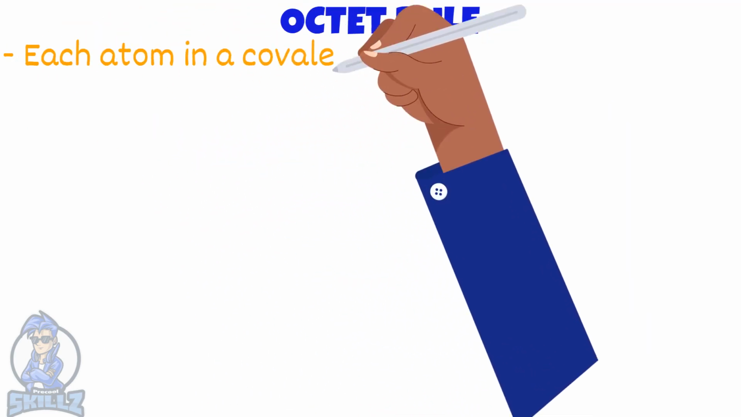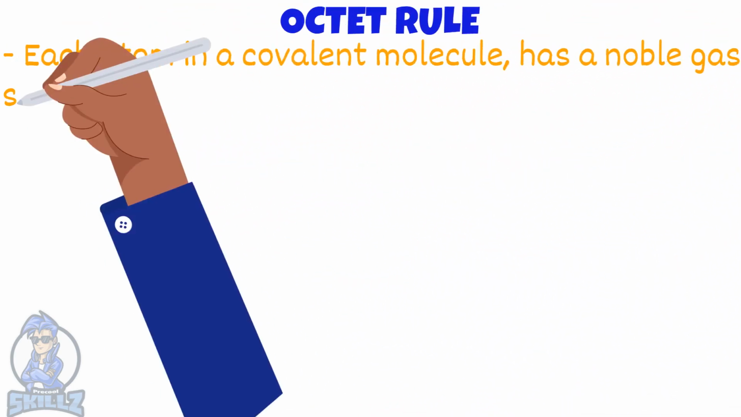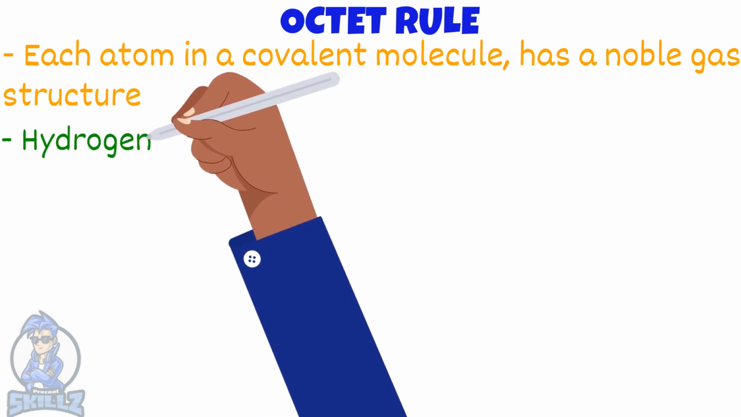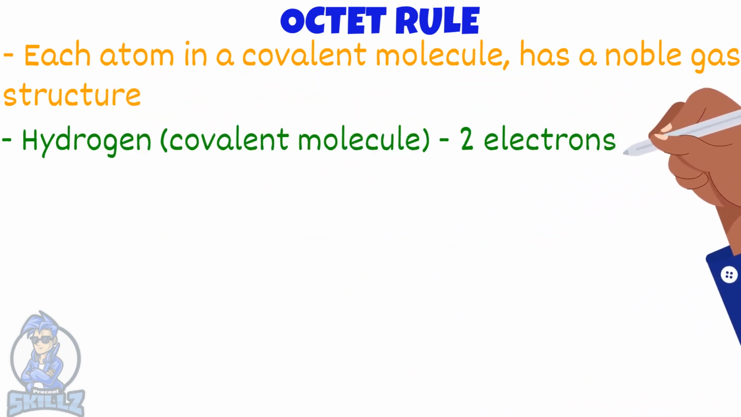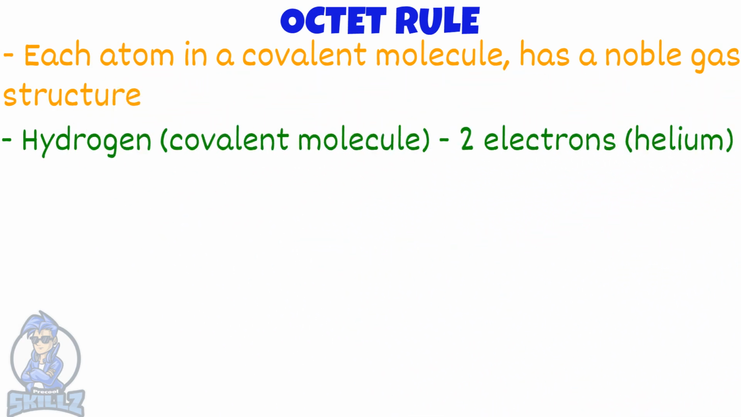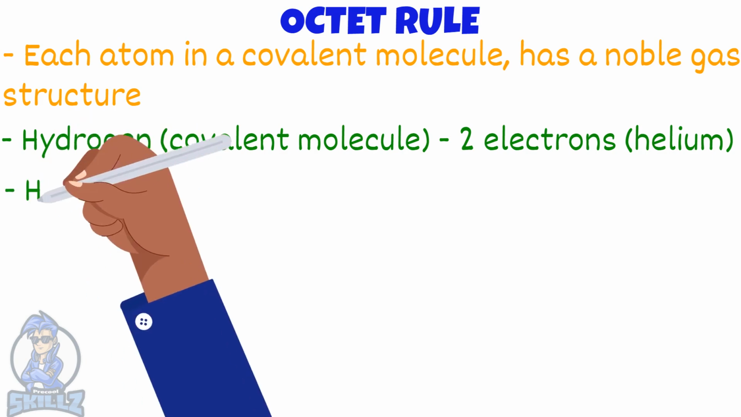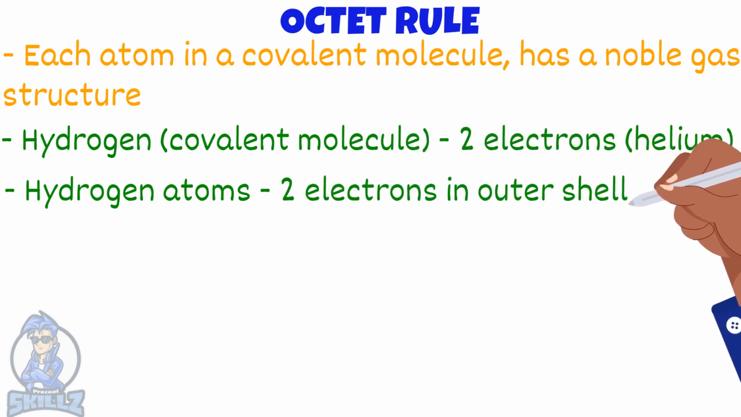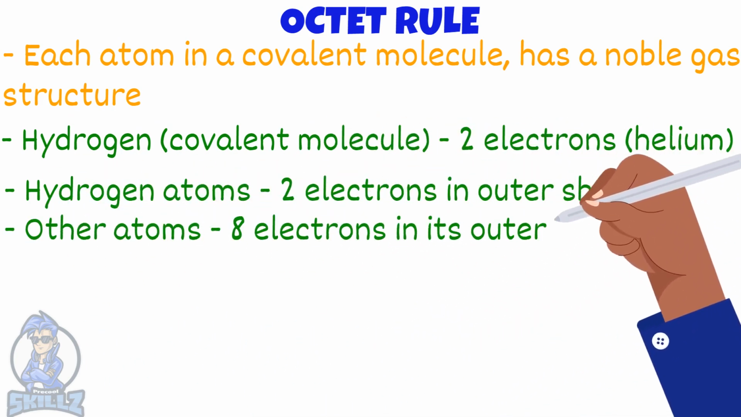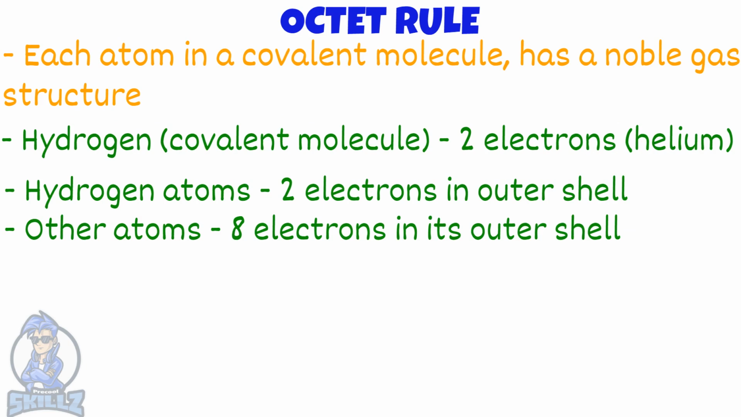Again, as in ionic bonding, each atom in a covalent molecule will have a noble gas structure. For example, in a hydrogen molecule, each atom will have 2 electrons in its outer shell, which is the same as the noble gas helium. Most of the molecules that will come in your exam will have shared electrons, so that the H atoms will have 2 electrons in their outer shell, while other atoms will have 8 electrons in their outer shell. We refer to this as the Octet Rule.